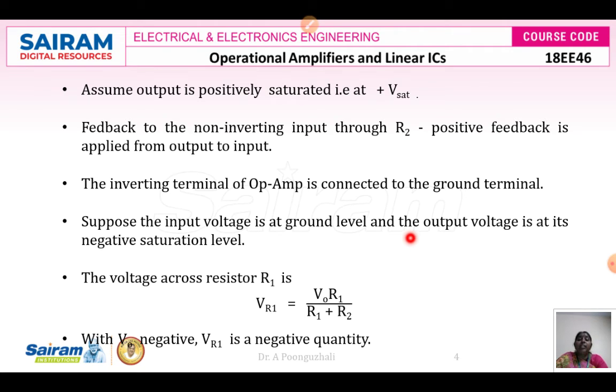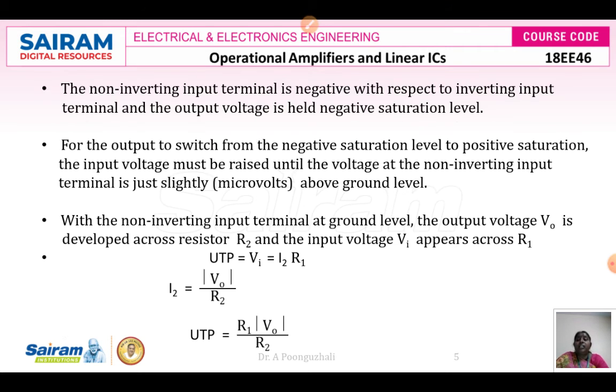So when it is at negative saturation, we can see what is going to be the voltage across R1. Voltage across R1 is V0 into R1 divided by R1 plus R2, a voltage divider rule. So we know V0 is going to be negative. V0 is negative means VR1 is going to be a negative quantity there. Now the non-inverting terminal input is going to be negative, which means the output voltage is also going to be held at the negative saturation level.